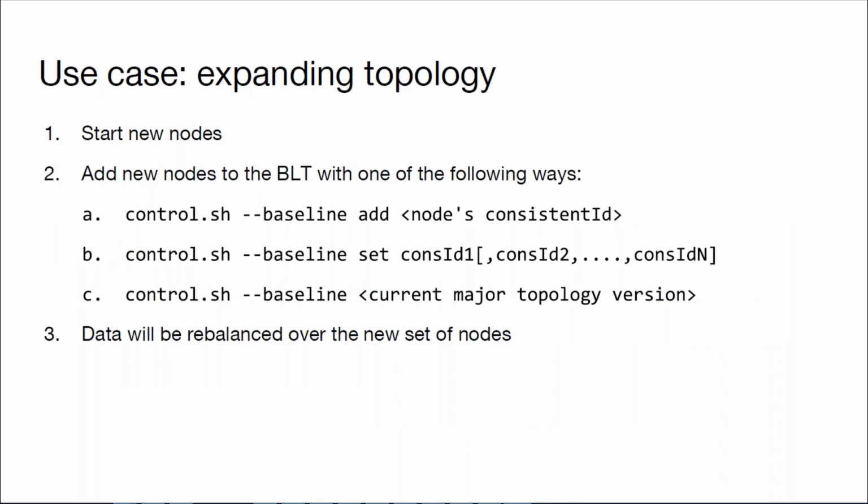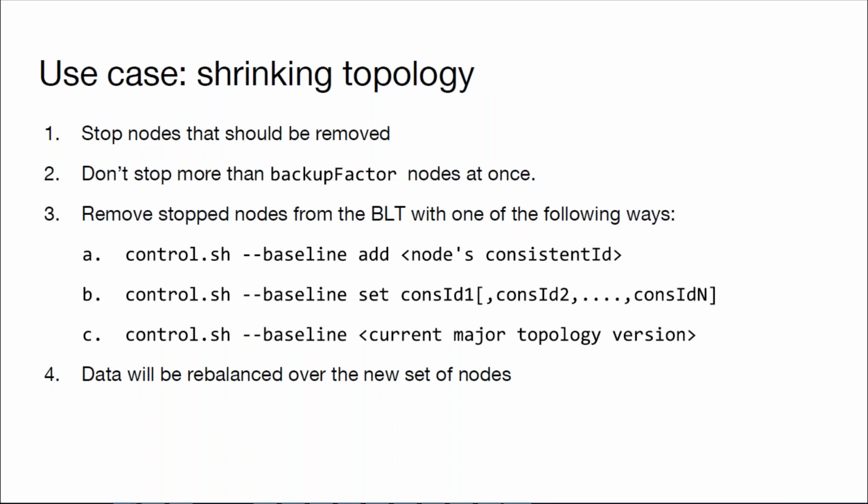Another use case is expanding topology. If your business grows, you can just start new nodes and add them to the baseline topology in one of the following ways. After you call baseline change, data will be rebalanced over the new set of nodes. Well, it's quite simple.